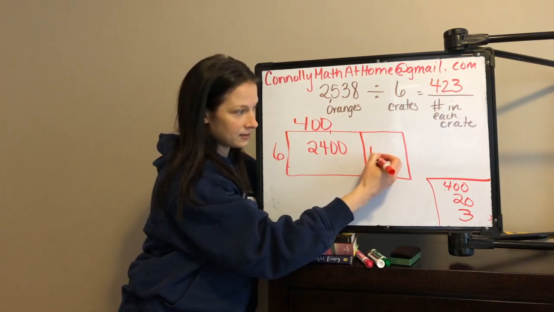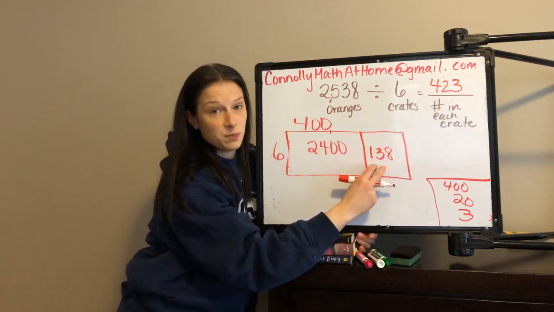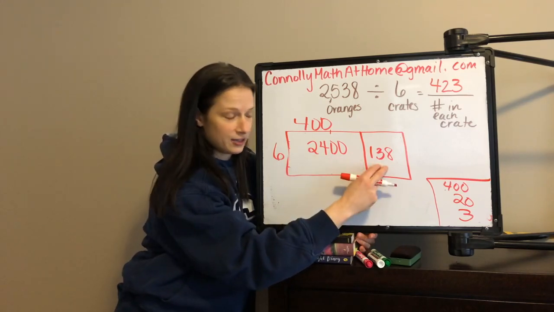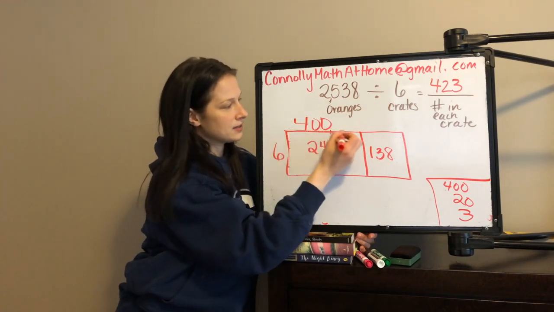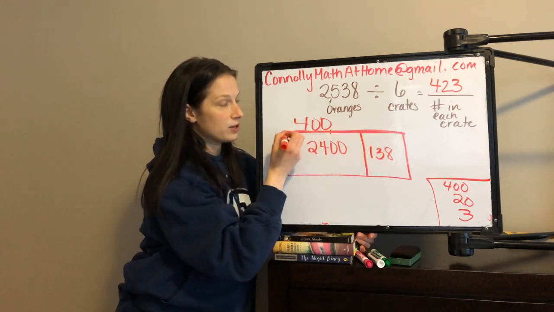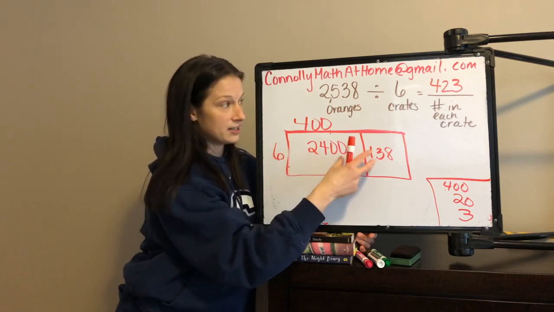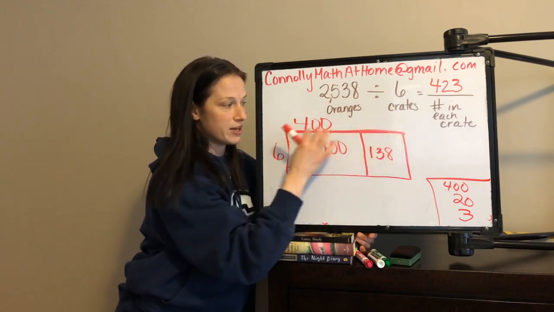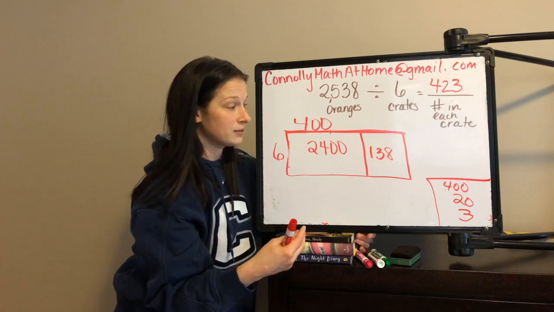So I know if this entire area has to equal 2,538, I know that this piece over here is going to be 138. So you see that I'm keeping track of my area in here. I know that this is going to represent my quotient. Okay, so if I take the 2,538, I divide it by 6. The other dimension is where we're going to find our answer when we're representing with the area model.